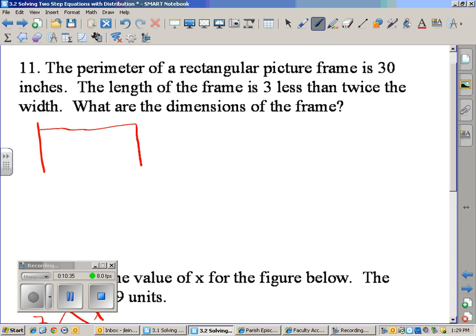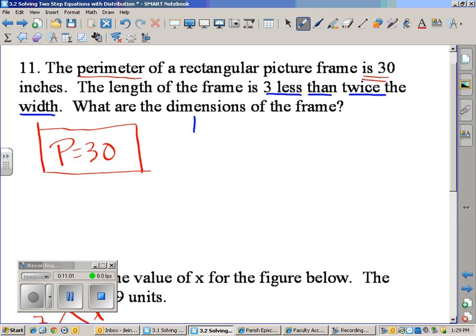Let's draw the picture frame. And let's write down what they tell us. The perimeter of this guy is 30. P is equal to 30. I'm writing it big in the middle so I don't forget this important piece of information. The length of the frame is 3 less than twice the width.